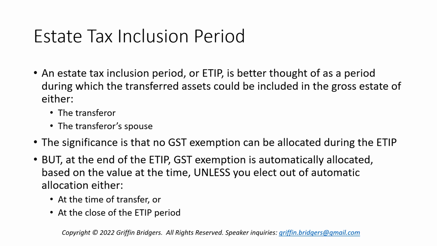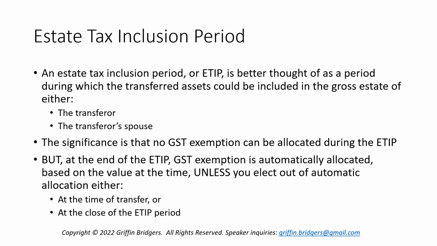So what is the estate tax inclusion period? Well, the ETIP is better thought of as a period during which the transferred assets could be included in the gross estate of either the transferor or the transferor's spouse. So how does that happen? Well, we'll talk about that in a minute, but the significance is that no GST exemption can be allocated during this ETIP. But at the end of the ETIP, GST exemption will automatically be allocated based on the value of the property subject to the ETIP at the time that the ETIP ends.